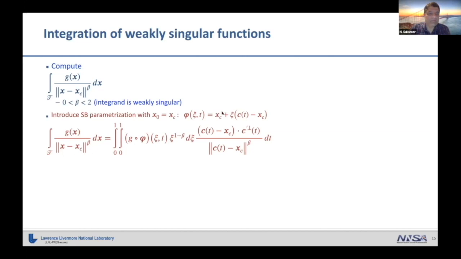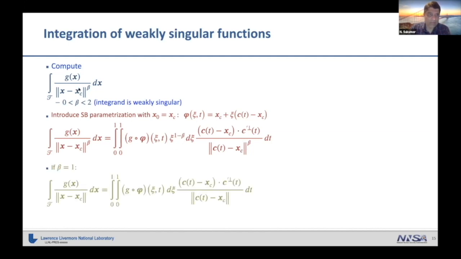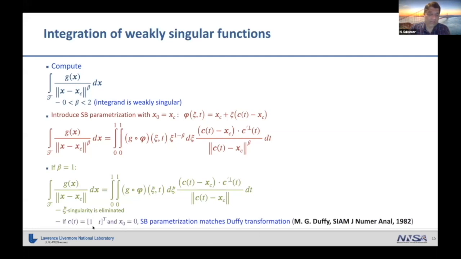Since we introduce phi equal to x_c plus psi times the boundary, we choose x naught to be x_c in this case. So x minus x_c here becomes psi times c(t) minus x_c. So you get psi raised to beta in the denominator, and that goes up to become psi raised to minus beta, and you're left with this, of course. So what we notice is that if beta is equal to 1, so if you have a power of 1 here, then this vanishes. So there's no psi singularity; it goes away. So the psi singularity is eliminated if beta is equal to 1. And if you're on an edge which is parameterized by an affine function in t, then this matches what is known as a Duffy transformation, which maps a triangle to a square in 2 dimensions.